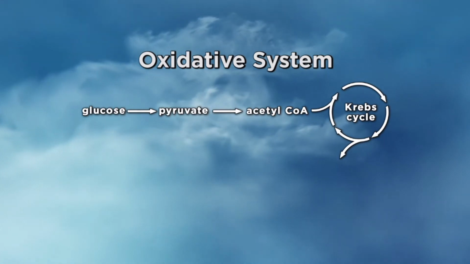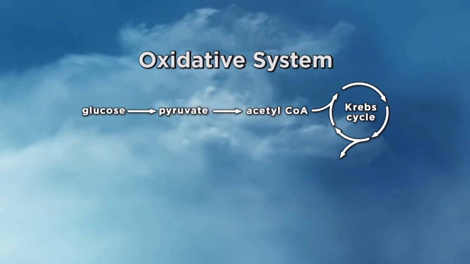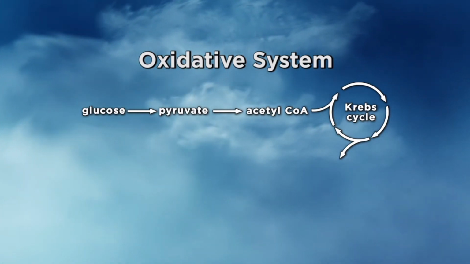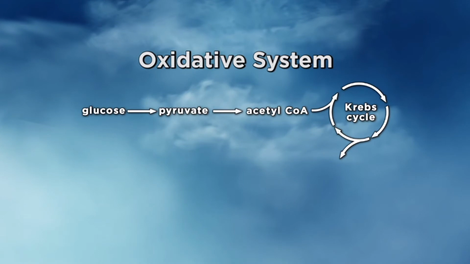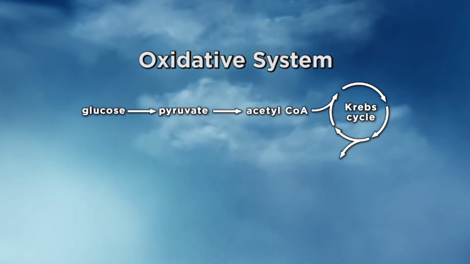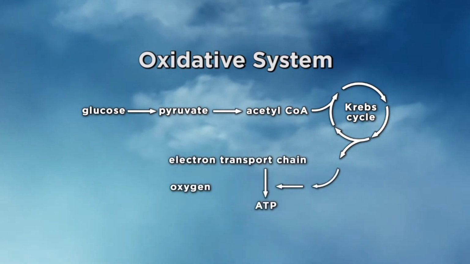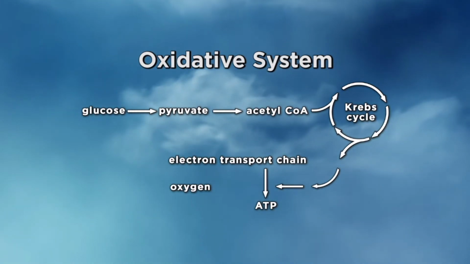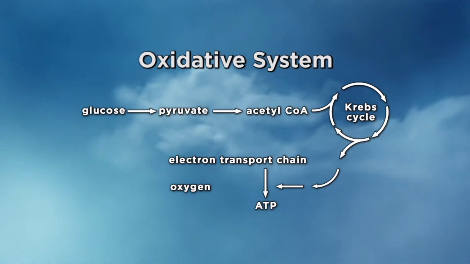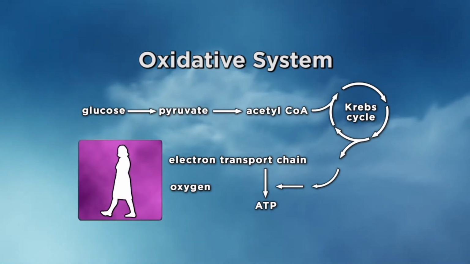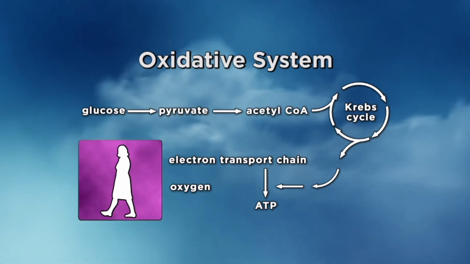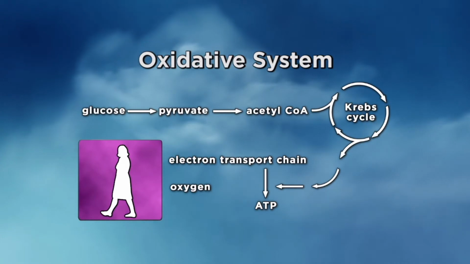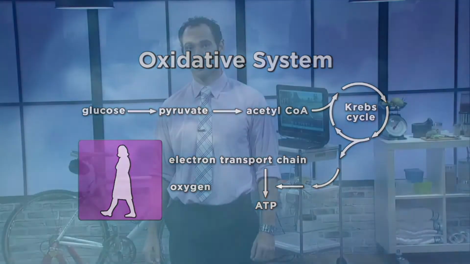In the Krebs cycle, and further down the metabolic pathway, you begin to produce much more ATP than was possible in the first two energy systems. This production of ATP is completed in the electron transport chain, where oxygen is present. Because oxygen must be present, this system works when you are working at a low to moderate level of activity, or simply sitting still. For example, if you are walking, you'll be using the aerobic system to produce energy.